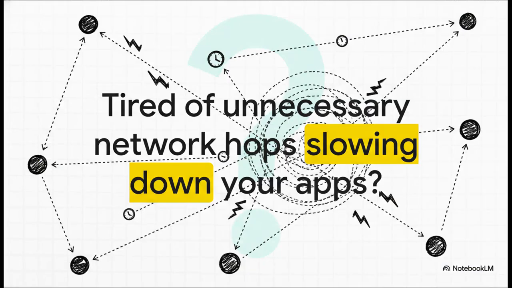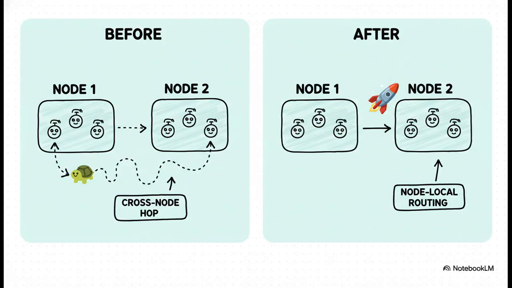Just ask yourself this. In your microservices architecture, how many of your requests are taking an unnecessary trip across the network to another node? Because that adds latency every single time. It's this huge, often hidden performance killer. So here's the fix. Before, kube-proxy would just send traffic to any available pod for a service, even if that meant a slow cross-node hop.